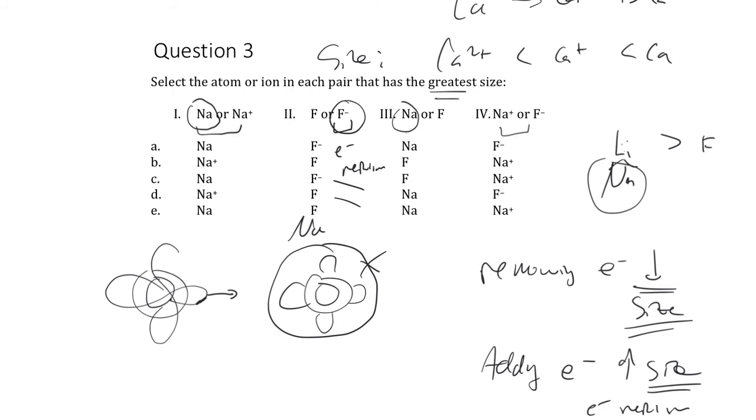Now, this is a really interesting comparison. What about plus and minus? For sodium plus and fluorine minus, notice F minus has 10 electrons. Notice that sodium plus has 10 electrons. So we had 11, lost 1; we had 9, added 1. So they're what we call isoelectronic.